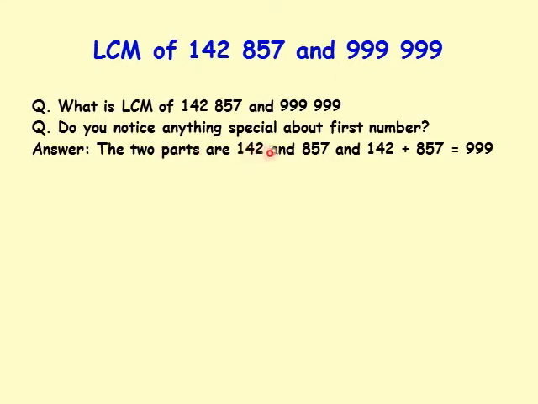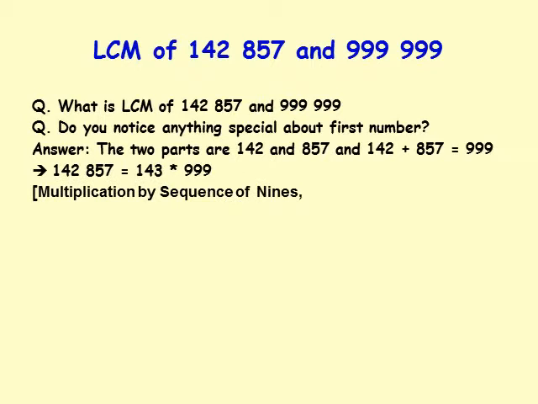Do you notice anything special about the first number, 142,857? The two parts are 142 and 857, such that 142 plus 857 is 999. That means it is equal to 143 times 999. That number must have come from multiplication by a sequence of nines. And we discussed that in this video, multiplication by sequence of nines, and the video is that one.